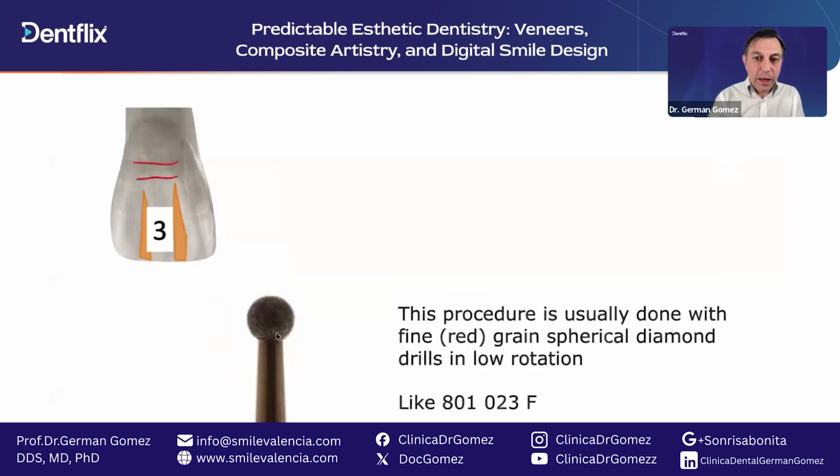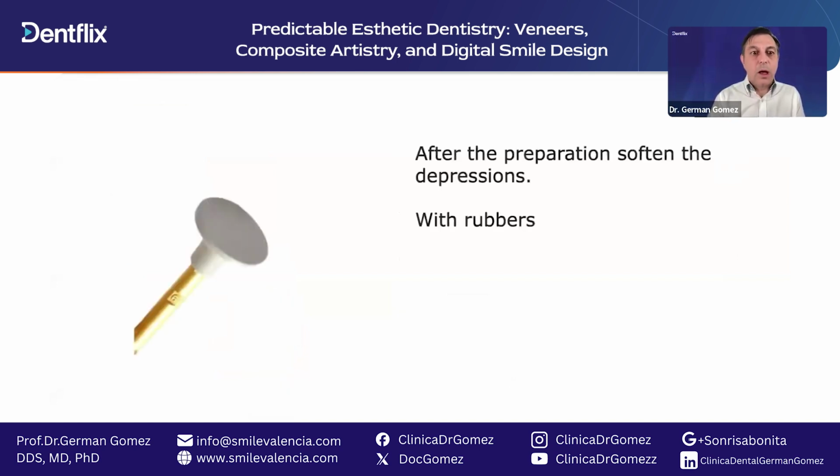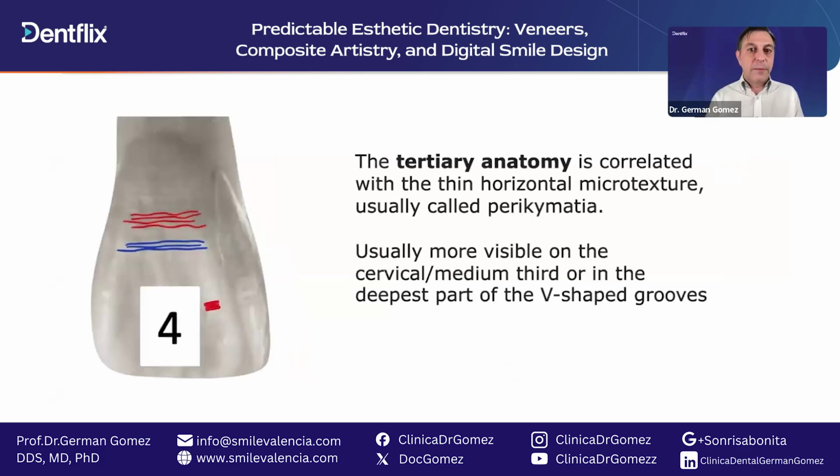We use a ball, a sphere. Okay. Then after that, we polish with this over everything, over the vertical depressions and the horizontal depressions. Then for the tertiary anatomy, we make very fine lines all over the place, but only if the patient has this fine anatomy on his teeth or in all his teeth.